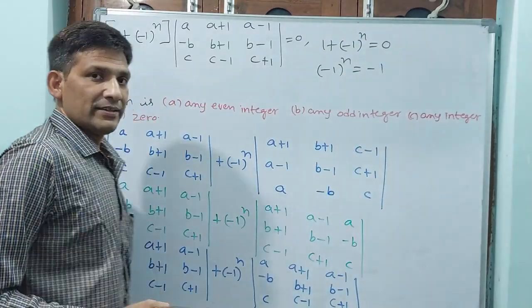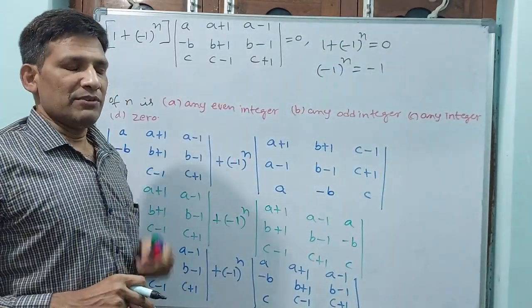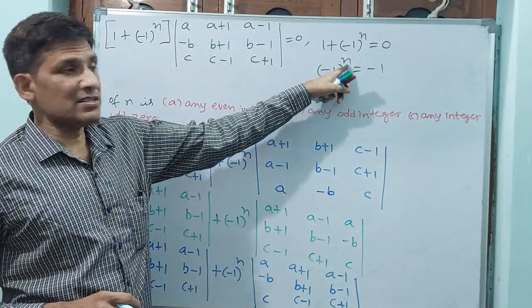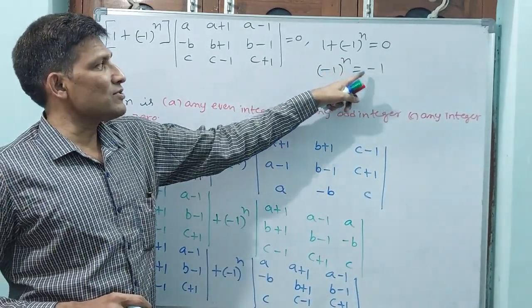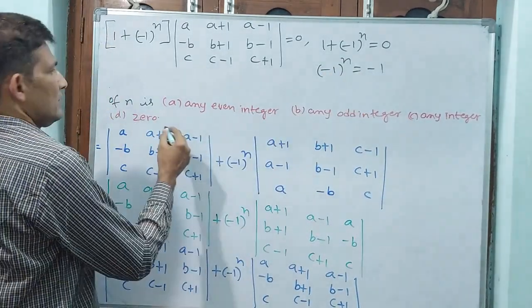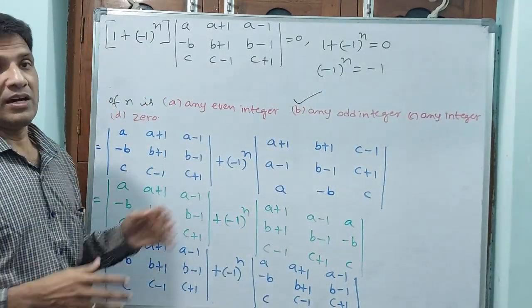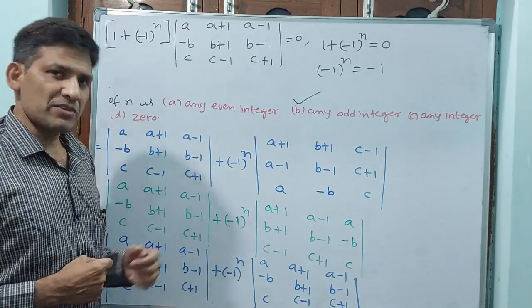This you send that side. Now you tell me logically, n is positive, even or odd? If n is even, minus 1 power even will be positive. If n is odd, minus 1 power n will be negative. So n is any odd integer. Okay, this is the logical question. JEE questions like this only will be there. Okay, let us go for next question.